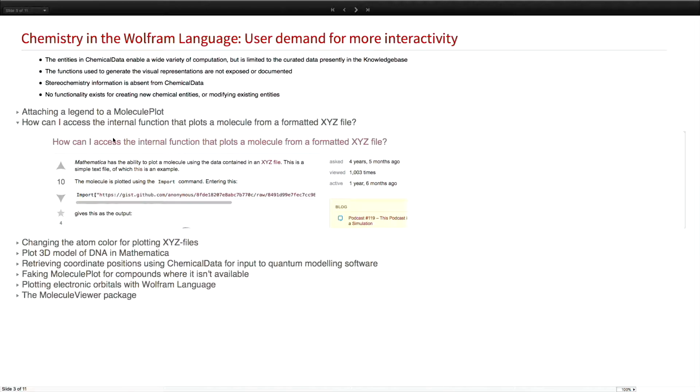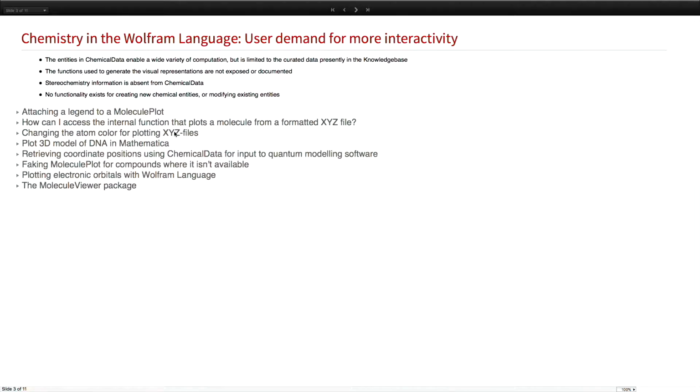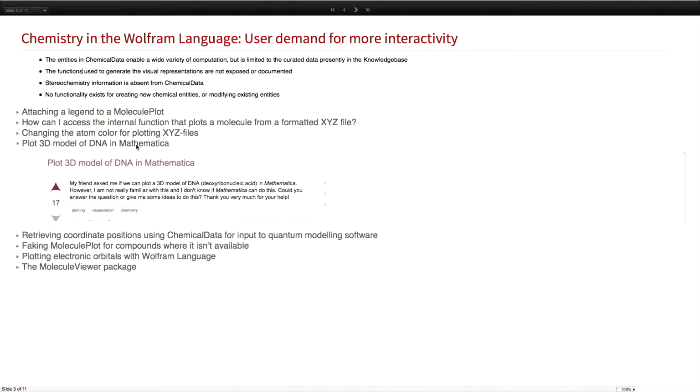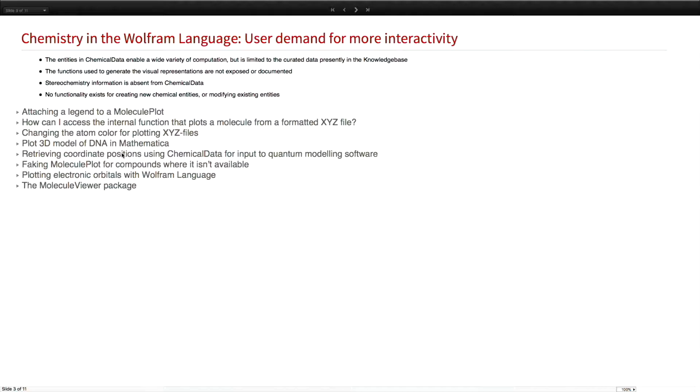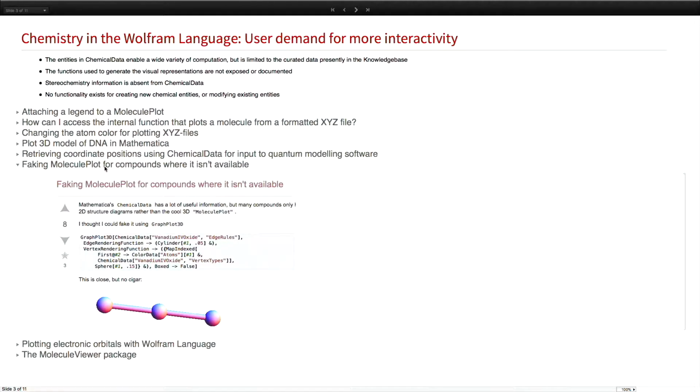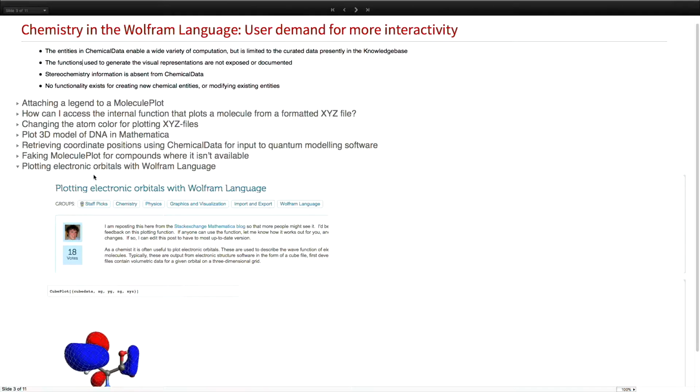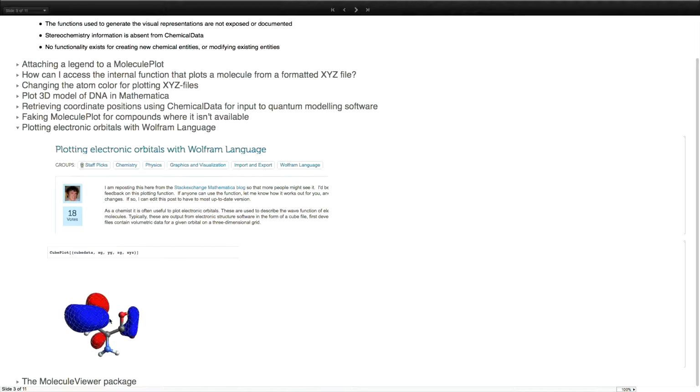How could I access the internal function that plots the molecule specifically? They want to change the color. They want to plot random DNA strings. They want to fake a molecule plot when we don't have the information. Some people have gone through and even made molecular orbital visualizations in Wolfram language.